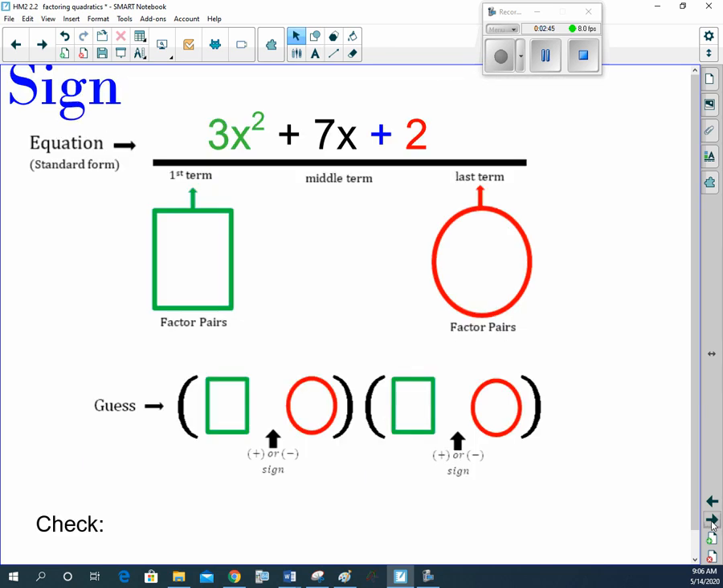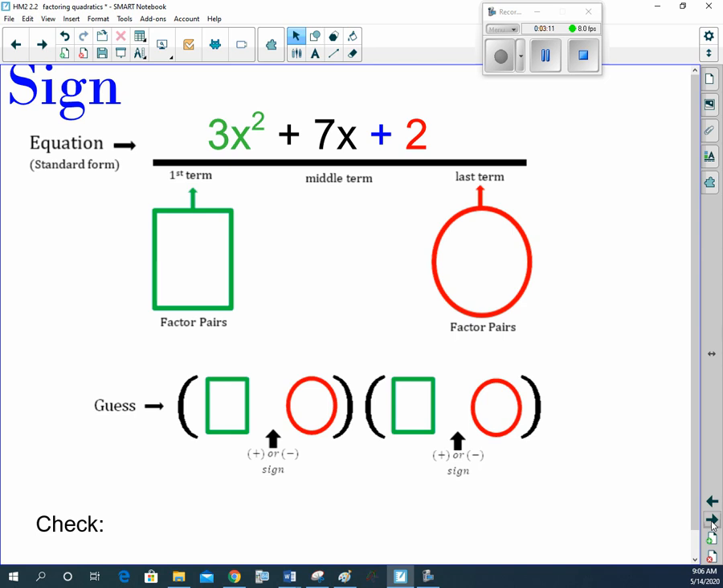This right here is just a graphic to help you know where to put your numbers, and as you get going at it, you won't need the graphic. You'll remember where to put them. But this will help us organize ourselves to begin with. The equation we want to factor is 3x squared plus 7x plus 2. We want to factor it into its two binomials.